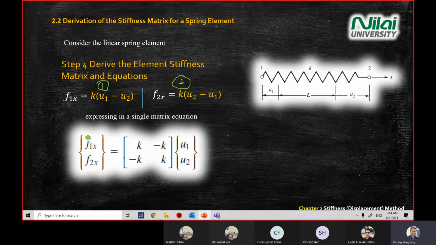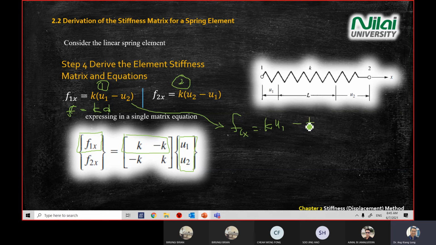So you put it in this form, F equal to KD. By looking at the equation itself, it actually is F equal to KD. So you just put what you see on the screen in matrix form. For the first one, you put F1x equal to the first row: positive K, negative K, times U1, U2. If you expand this one, F1x equals KU1 minus KU2.